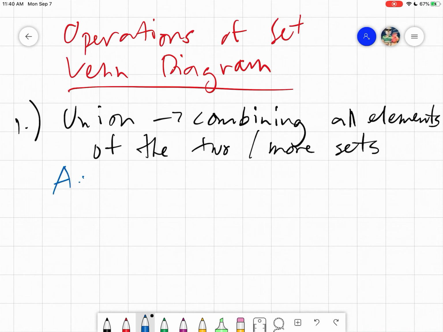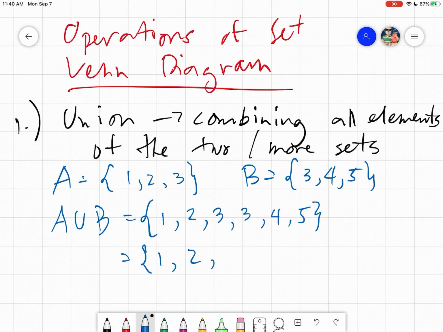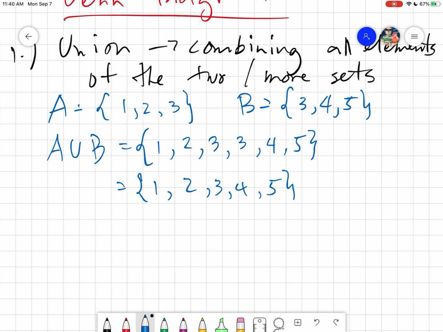For example, we have set A is equals to 1, 2, and 3. And our set B is equals to 3, 4, and 5. So if I will be asking you what is A union B, I will just simply have to write down lahat ng elements sa 1, 2, 3 for set A, 3, 4, 5 for set B. But then again, we have repeating elements. That is 1, 2, 3, 4, and 5. So that is just simply the union between the two sets.